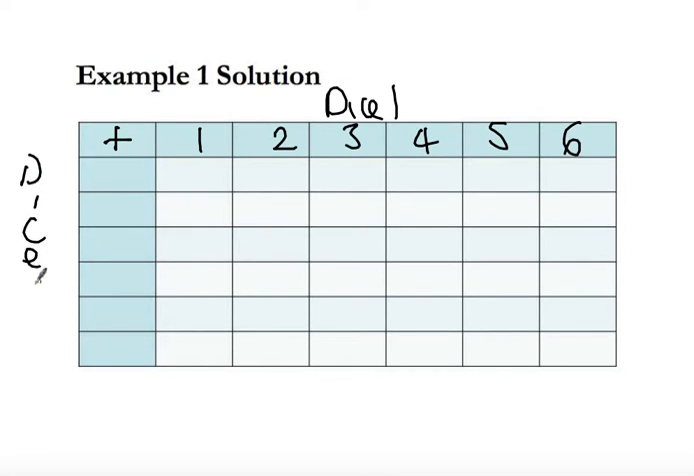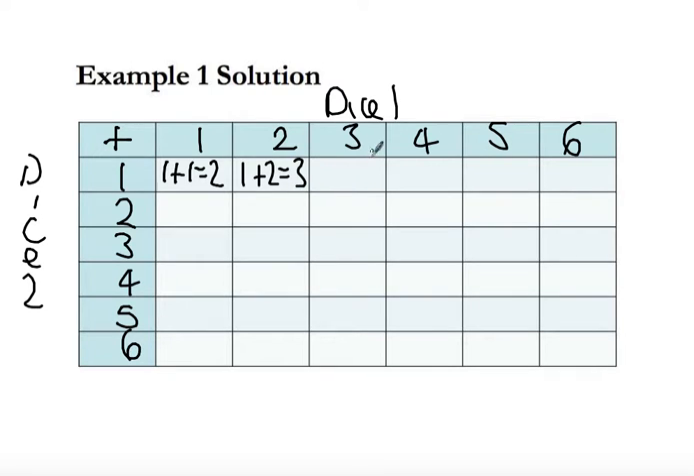We then have dice 2. And on dice 2, again, I can roll 1, 2, 3, 4, 5, and 6. And then I fill in the middle just by adding together what's in the row and what's in the column. So in this position here, I've got 1 plus 1, which equals 2. In this one, I've got 1 plus 2, which equals 3.